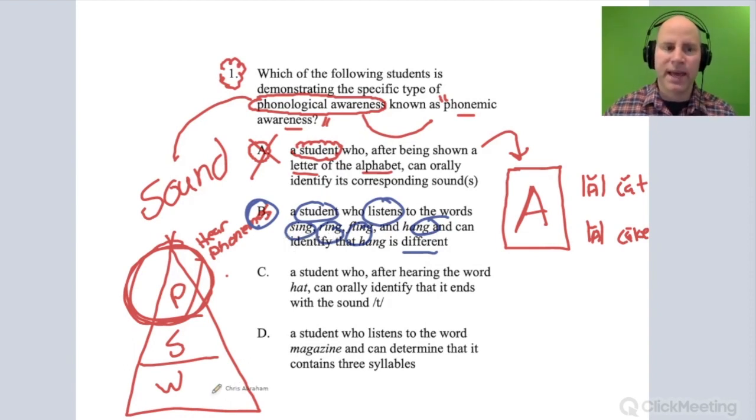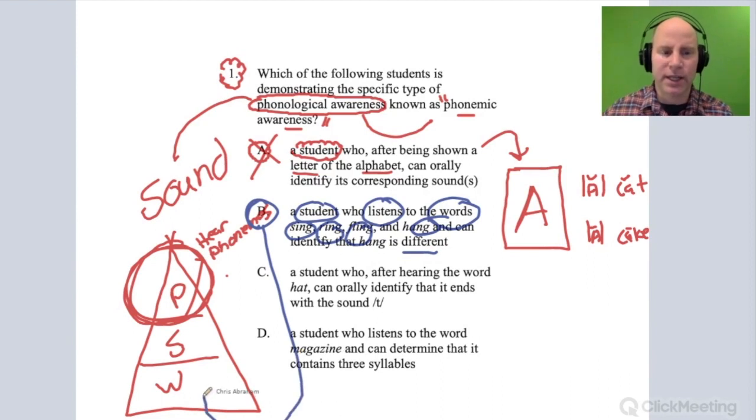So if a child could tell that some of these words were similar and some of them were different, that would be on the word level, right? And look, it's talking about words and hearing similarities and differences in words. This is phonological awareness, but at a basic beginner level, on a word level. It's not what we're looking for, because phonemic awareness is advanced. So it's not B.